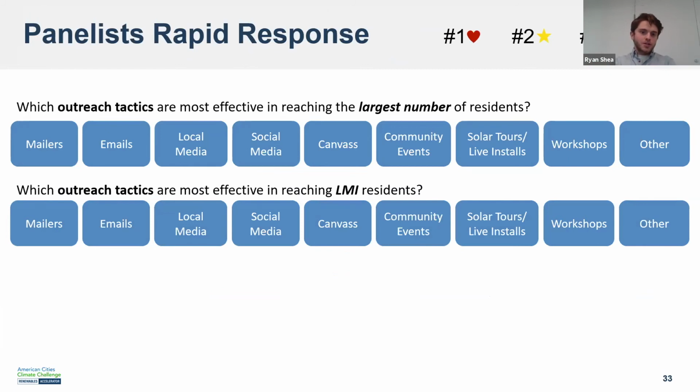Similarly to what Tushar did, we are looking for the five panelists, so the three panelists that spoke in the last discussion, and then the two upcoming panelists from PosiGen and Spark Northwest, to use the Zoom annotate feature to respond to these two questions. Which outreach tactics are most effective in reaching the largest number of residents? And then in a similar but different vein, reaching specific low and moderate income residents. I'll give a little bit of time here for our panelists to put their first, second, and third choice responses on the screen.